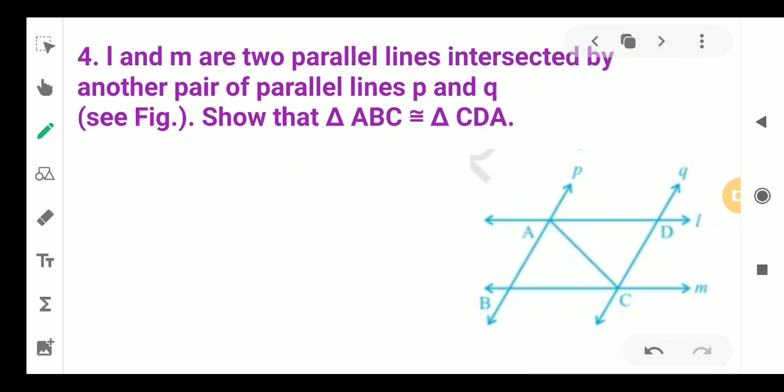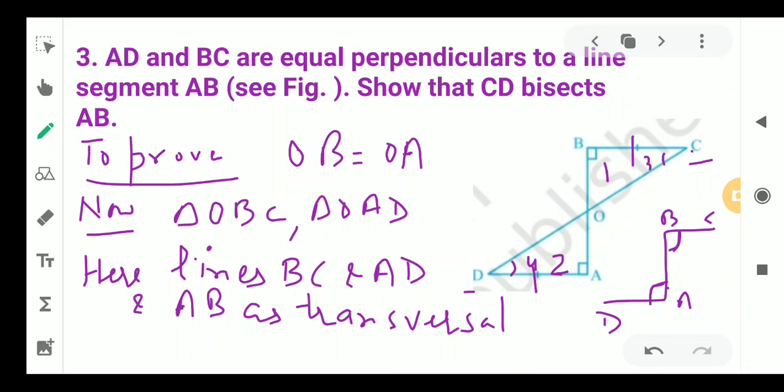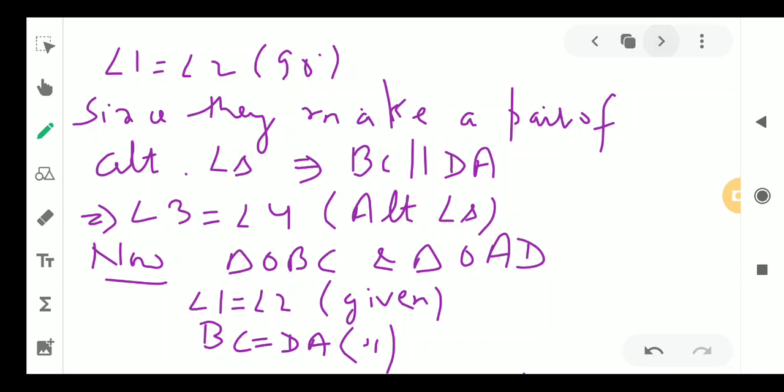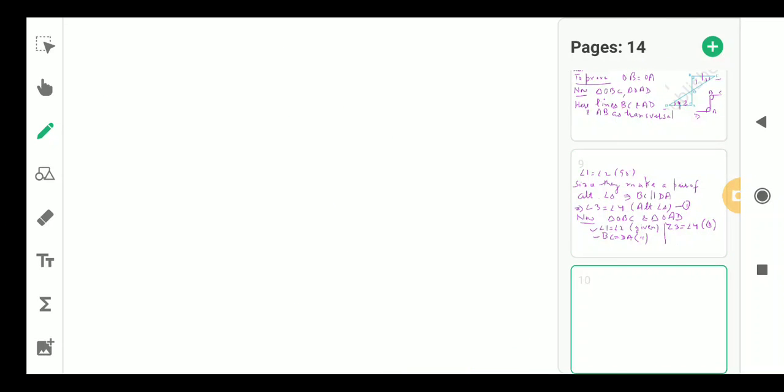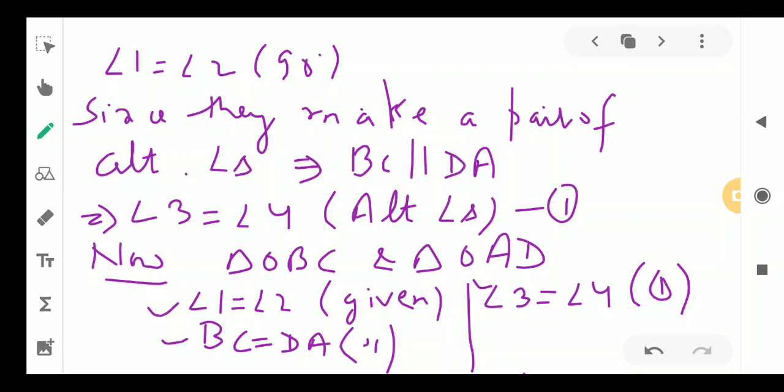And then we can see angle 3 equals angle 4. It is also given, which we have taken out right now. Angle 3 equals angle 4. Okay, this can be written as from 1. So from 1, what are we watching? Angle, side, angle. So by angle, side, angle, we can show these two triangles, OBC and OAD, are congruent.